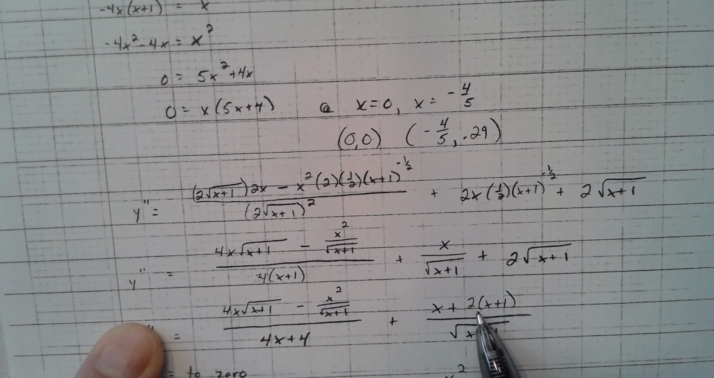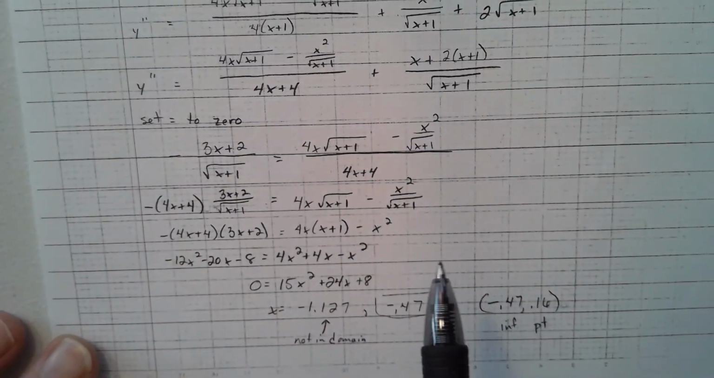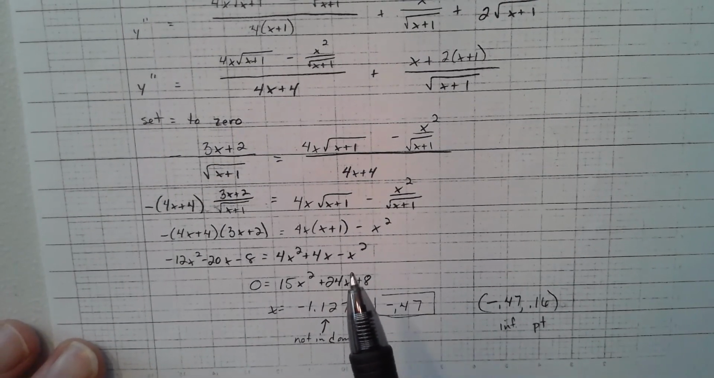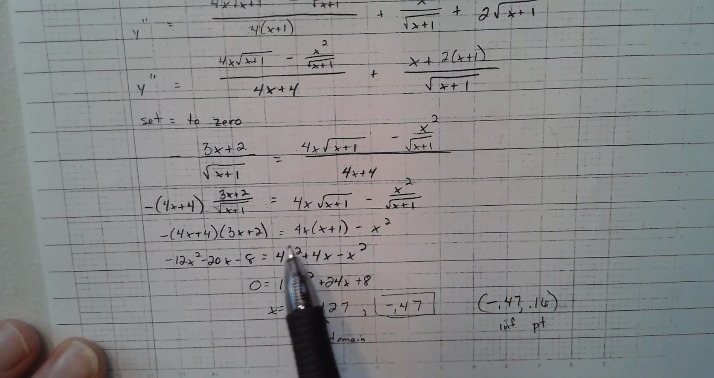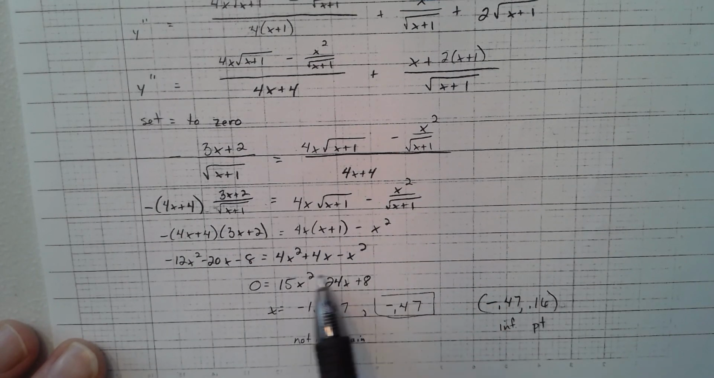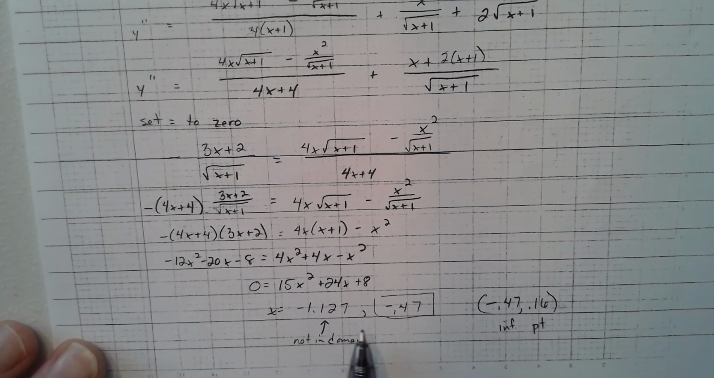Set it equal to 0. So I put 0 on this side. Looks like I cleaned that up, moved it to the other side. Set it equal to 0, so right here I combined, moved it over to the other side, did a lot of algebra. Looks like a quadratic formula. We get two answers, negative 1.127 and negative 0.47.